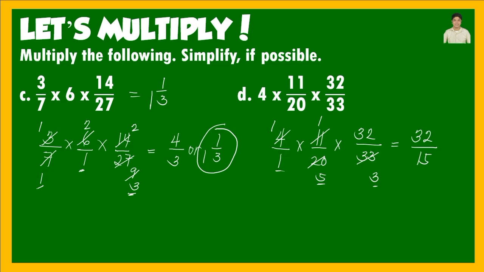So, change natin yan into a mixed number. So, 32 over 15, that is 2 and 2 over 15. Kasi merong dalawang 15 ang makukuha sa 32, then yung remainder 2. So, our final answer is 2 and 2 over 15.